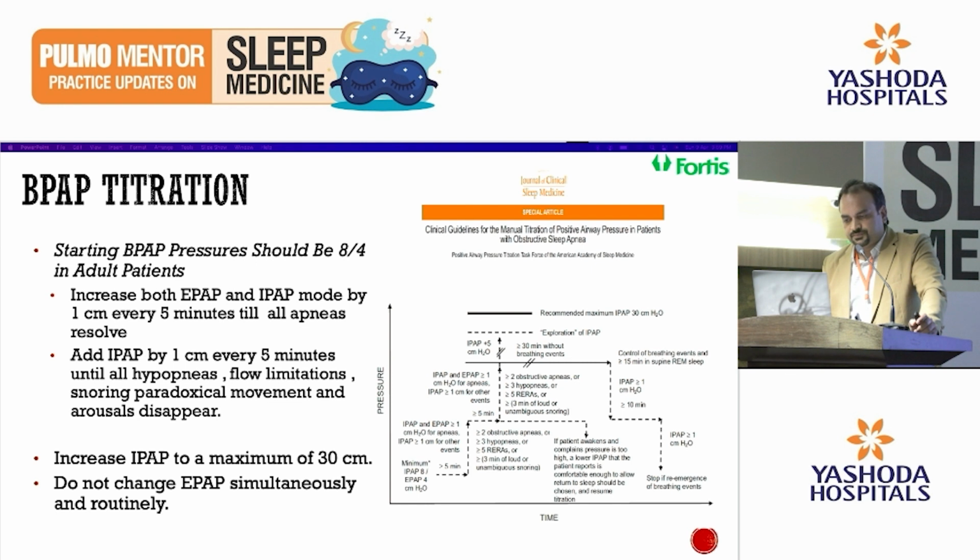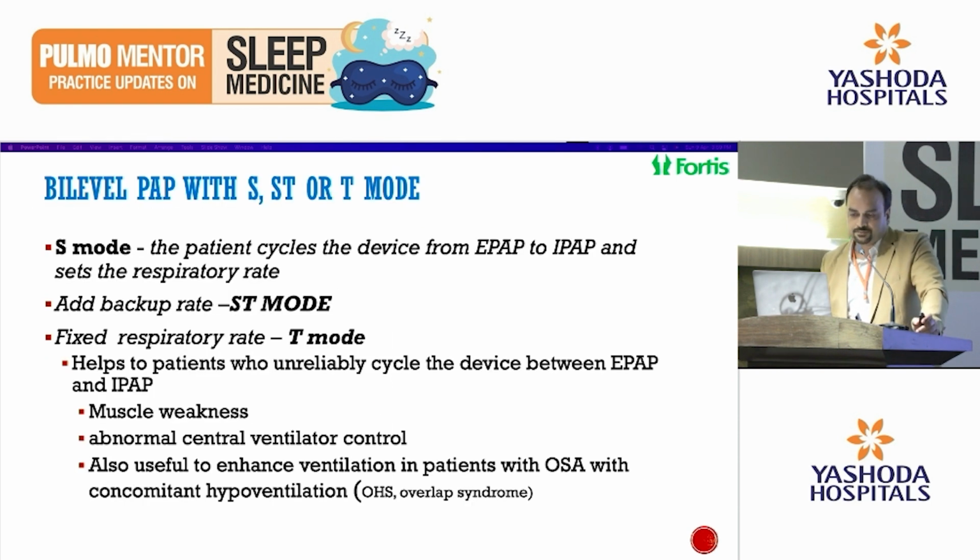Otherwise, the schematic diagram is almost the same. I don't know whether it is visible from the back or not. The maximum pressure that you can increase to is 30. So do not change EPAP simultaneously and routinely. Once the apnea has been abolished, you need to increase the IPAP only, over a regular period of time, to see that all the events have been abolished.